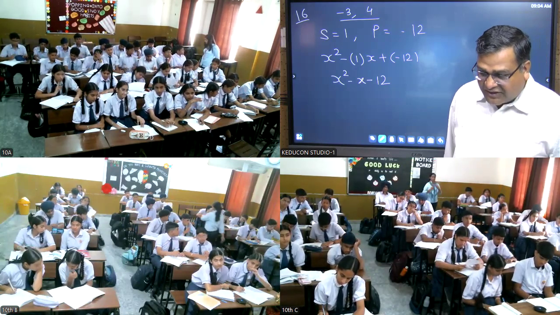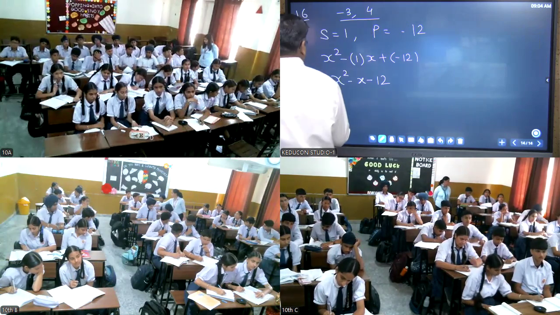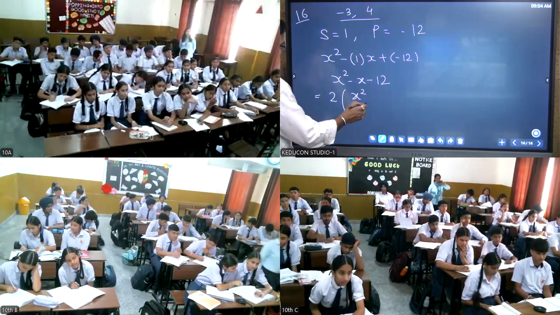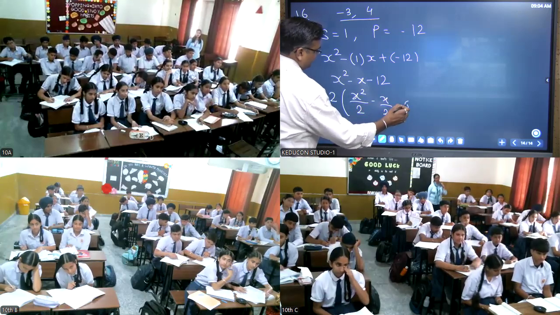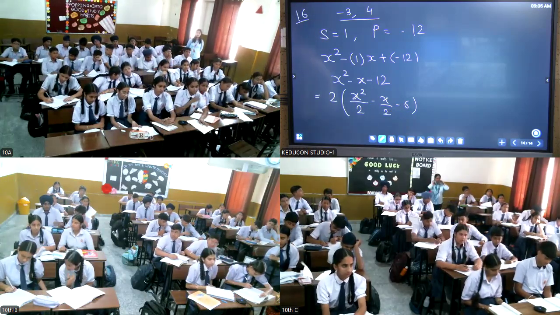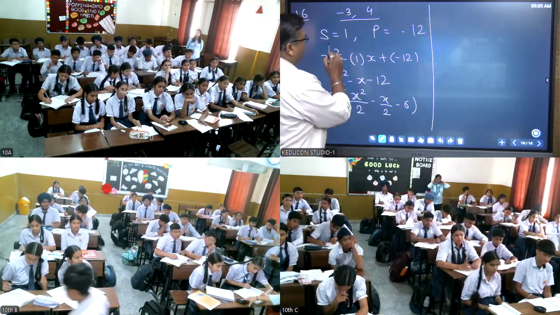Common. What is common? 2. 2 common. Right? If you take 2 common from this, what are you left with? x square upon 2. Is this clear, students? Yes. Therefore, you got this polynomial, right? Now, this is one way of forming the polynomial.